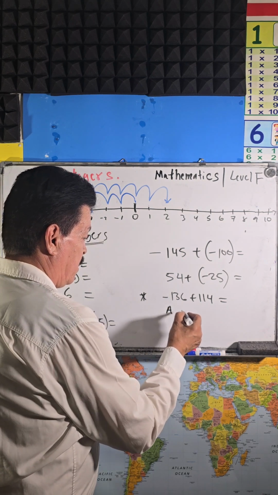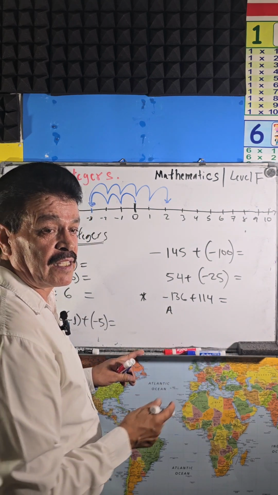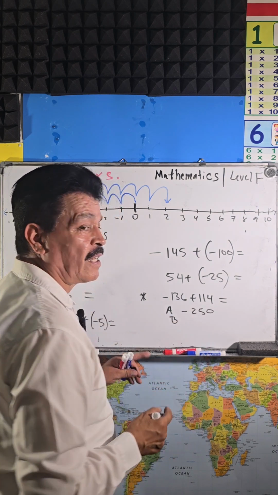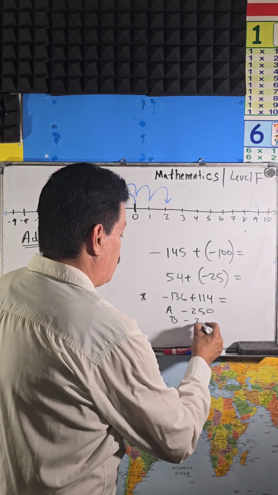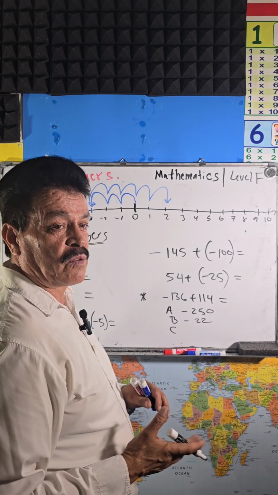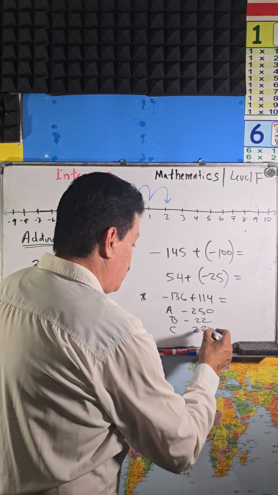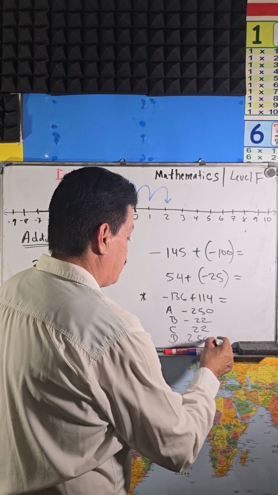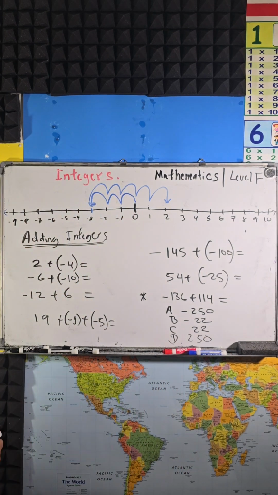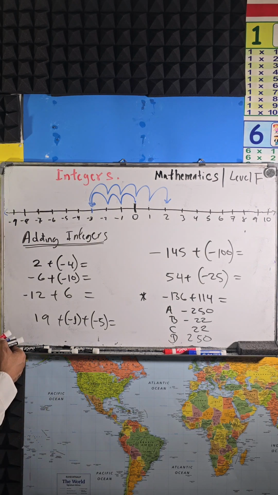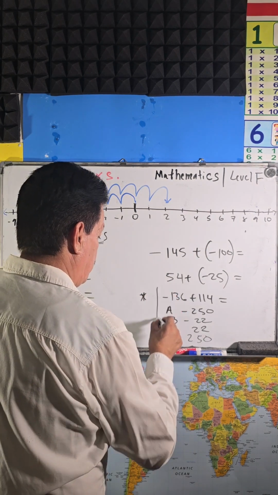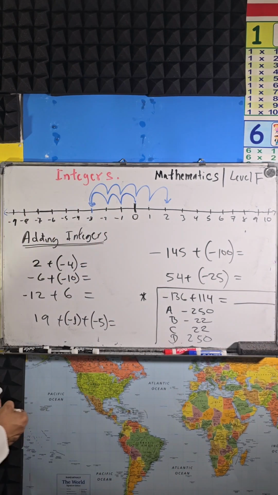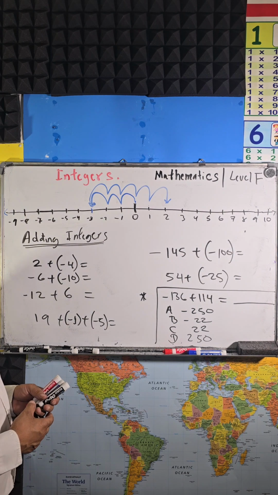So, 4 possible answers, like coming in your test. A is negative 250. And B, let's write B negative 22. Then C, let's write 22 positive. And then D, the answer D, let's write 250. Okay, this is special, it's the way they come in the test in this kind of problem.